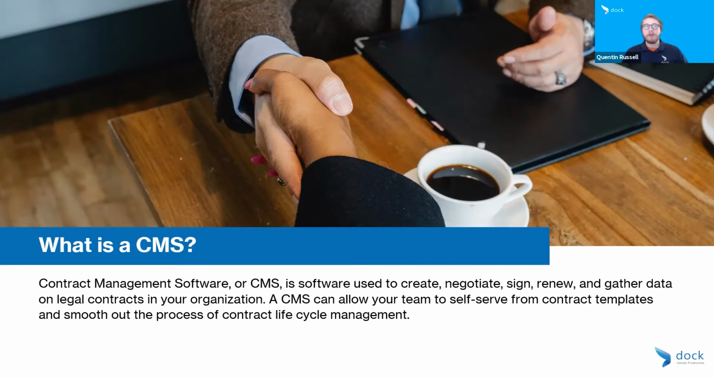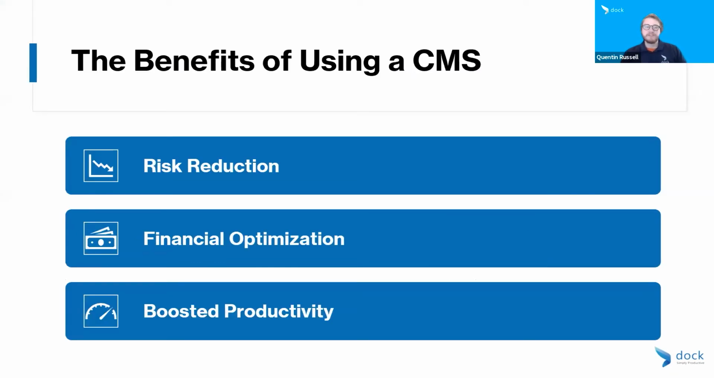So basically, when looking at a CMS, you have to take a look at a lot of different factors in your own organization. You need to take a look at your needs, what you're going to use it for when selecting it, because otherwise you're going to get a contract management system that either does too much and you're essentially just paying for more than you can use, or it doesn't do enough and you're paying for something that doesn't actually benefit your organization. Speaking of the benefits of a contract management system, there are 3 distinct benefits to using one.